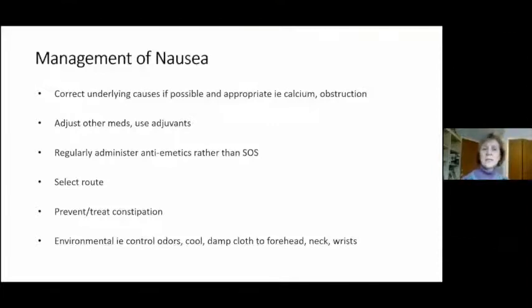Decide if the person can take these medications by mouth or whether you need to give them a different route, either rectally, subcutaneously through either a direct injection or a subcutaneous line can be very helpful. IV is also obviously available. Prevent and treat any constipation, and look at what's happening in the setting the person is in. Try to control odors that may be contributing. Easy things like a cool, damp cloth to the forehead, neck, or wrists can also be quite helpful.